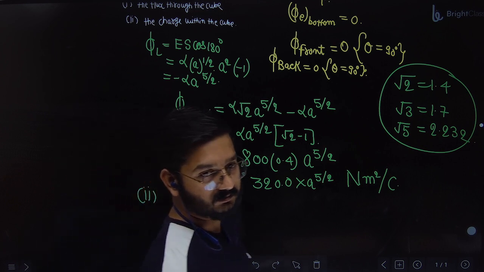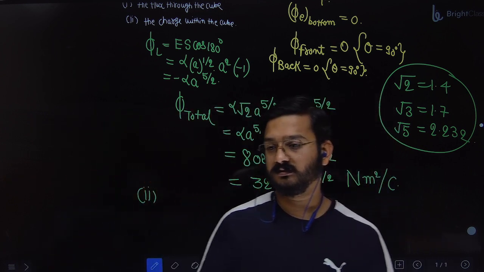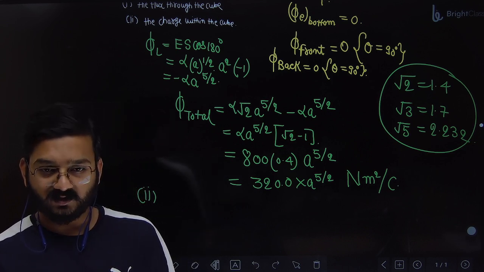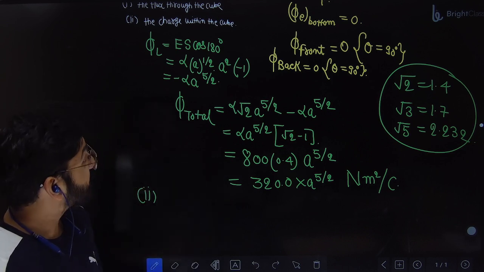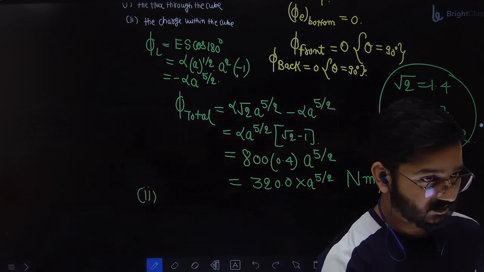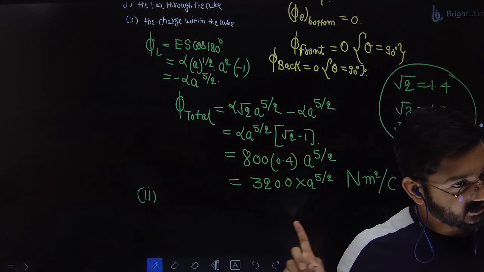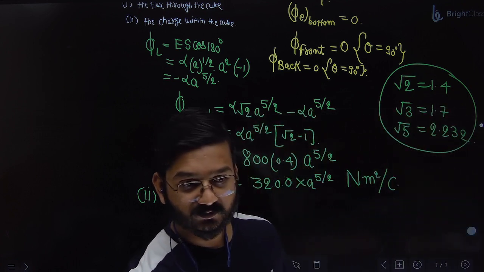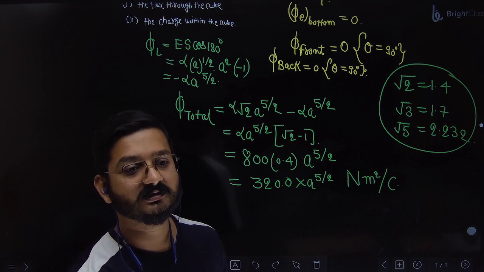Hint is use Gauss law. For the second part, use Gauss law. What is Gauss law? Net flux equals charge enclosed by epsilon naught. And what are they asking? Charge enclosed. So net flux is charge by epsilon naught. Net flux you already calculated. Epsilon naught is a constant which will be given in the exam. So what is the only unknown left? Charge. Solved.